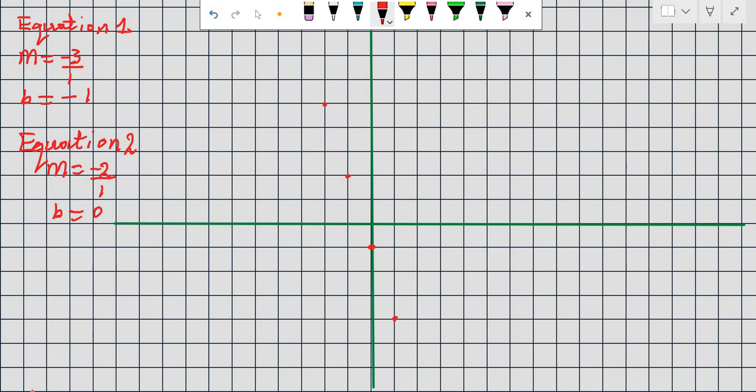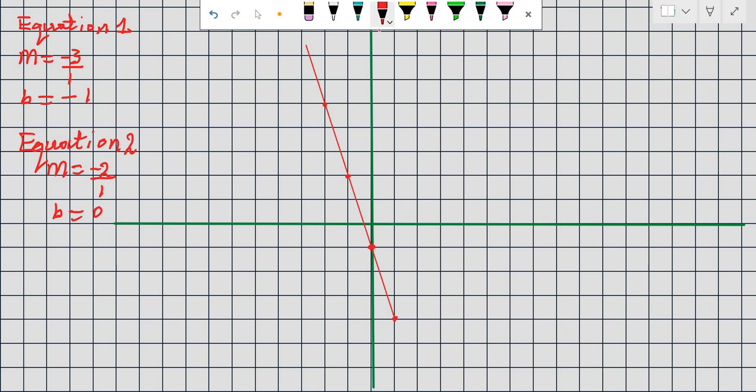So now from here we can take a straight line and just ensure you are on the same points. So this is the graph of equation 1. All right, so we are through with that.